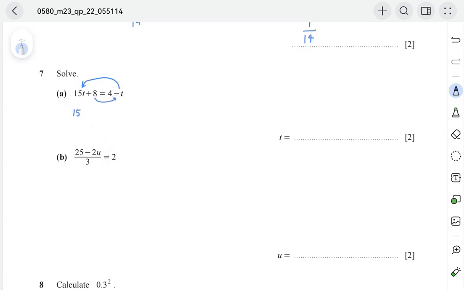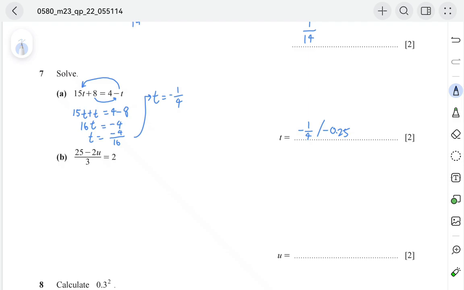Moving sides changes the sign, so that's 15t plus t equals 4 minus 8. That's 16t equals negative 4. Moving the coefficient of 16 becomes divide, and that gives us t equals negative 1 over 4. Also, the same as negative 0.25.